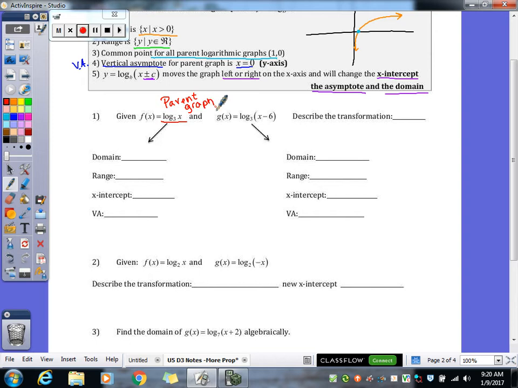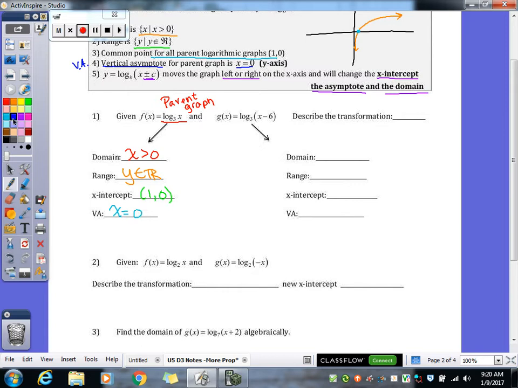So with that being said, our domain would be x is greater than 0. It'll never touch or cross your y-axis, which is where x is 0. Your range will be y is an element of the reals. Our x-intercept would be at 1, 0. And our vertical asymptote would be at x equals 0.